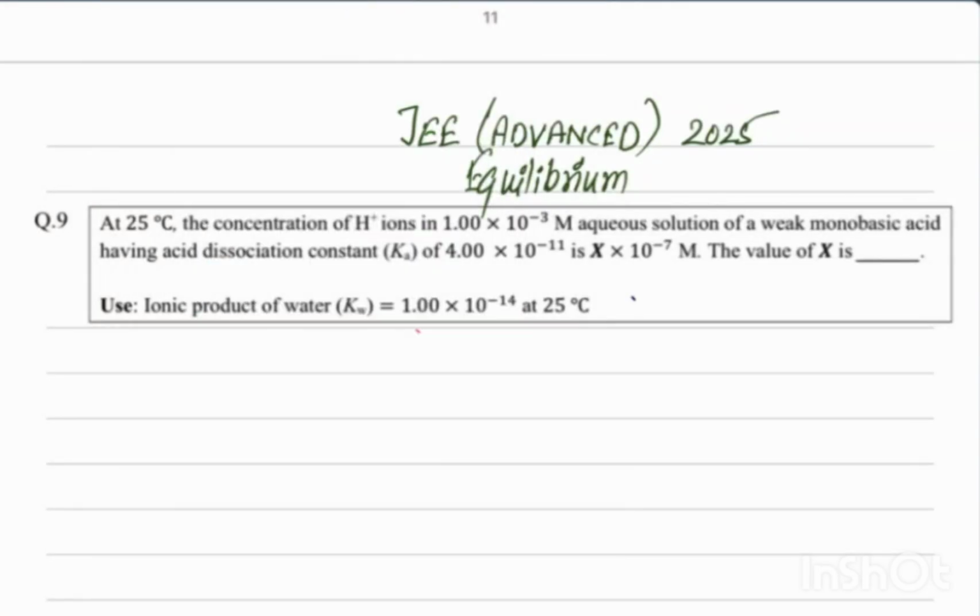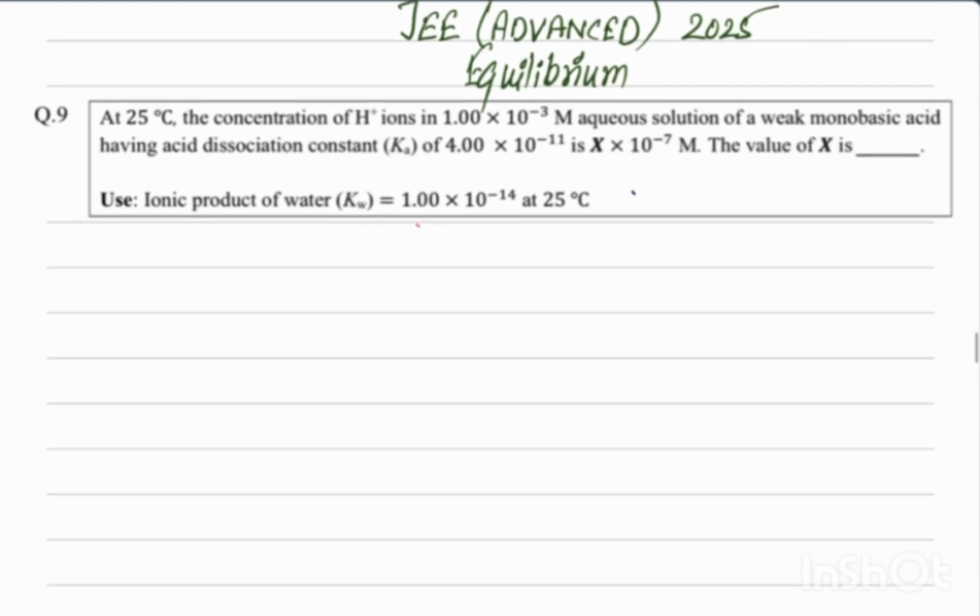Hello everyone. So today we are going to discuss a question from JEE Advanced 2025 Paper 1, which is from the equilibrium chapter. In this question: at 25 degrees Celsius, the concentration of H plus ion in a 10 raised to the power minus 3 molar aqueous solution of a weak monobasic acid having acid dissociation constant 4 into 10 raised to the power minus 11 is x into 10 raised to the power minus 7 molar. The value of x is.